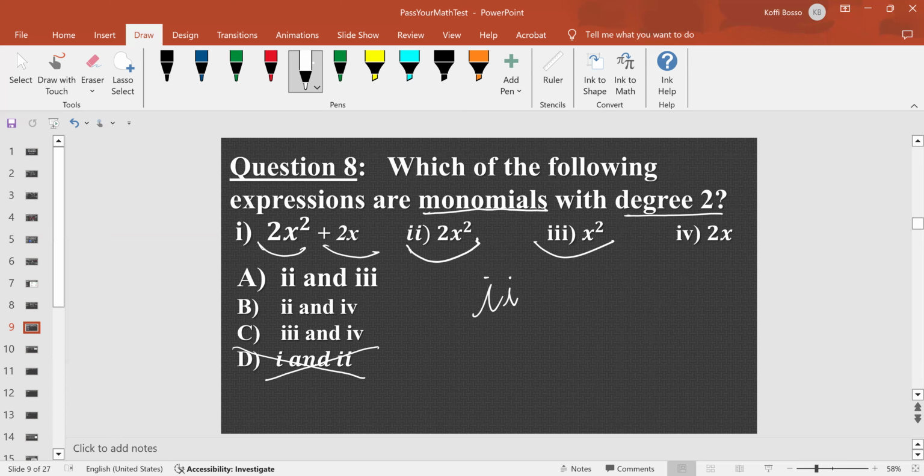We have again a monomial where the highest exponent is 2. The power here is 2. So yes, III is also good. We have a monomial here, but the highest exponent here is not 2. X has an exponent, yes, but the exponent is 1. So an invisible 1. So this is also out. Therefore, we have II and III, and the correct choice here is A.